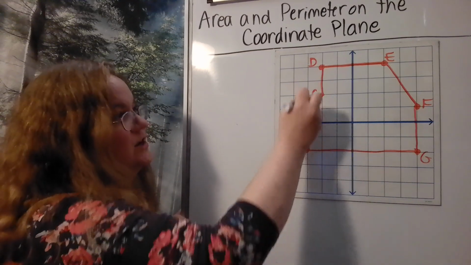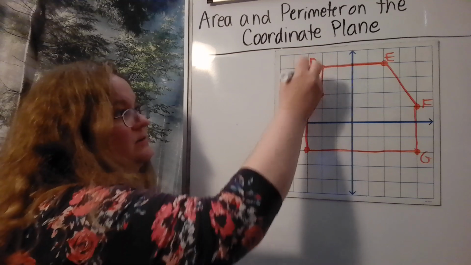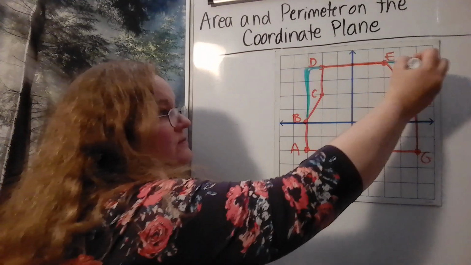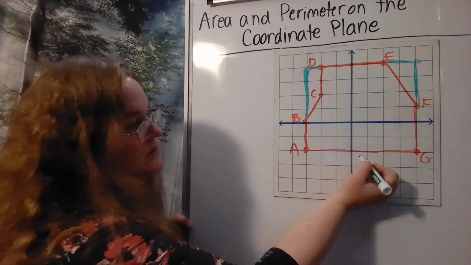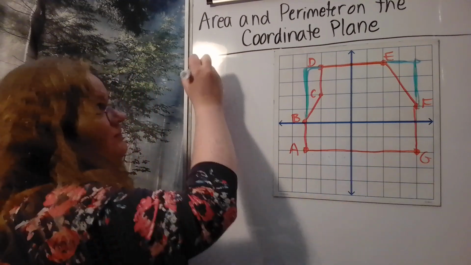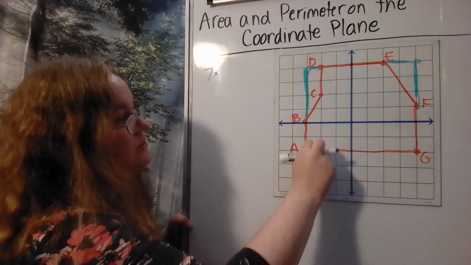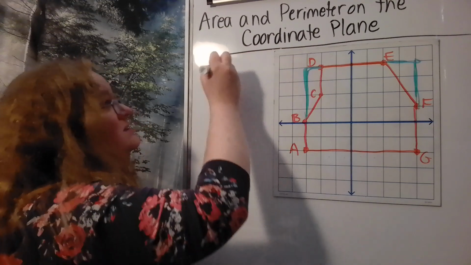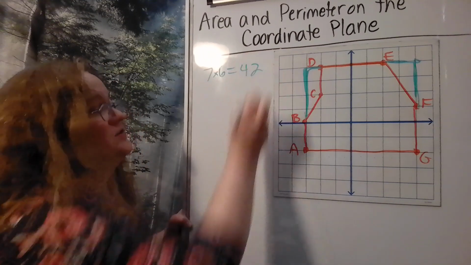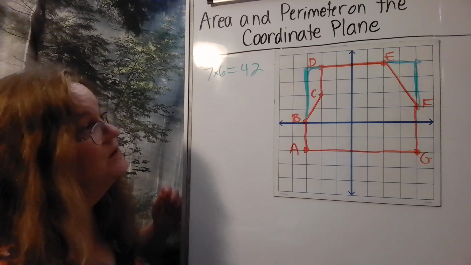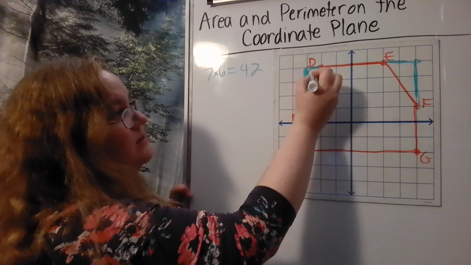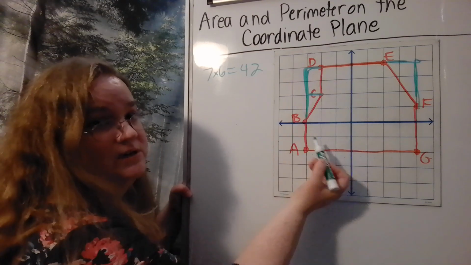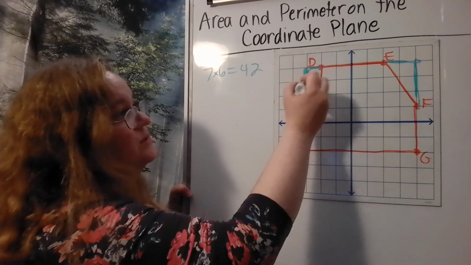For this shape, I'm going to pretend that this is a full rectangle. This is 1, 2, 3, 4, 5, 6, 7 by 1, 2, 3, 4, 5, 6. So the whole thing is 42, and now I need to subtract off those pieces. I'm going to draw a division right here. This little piece right here is a rectangle, and it's 1 by 2.